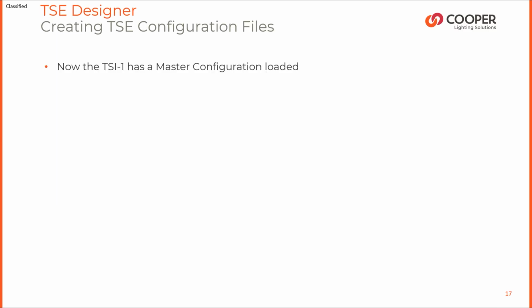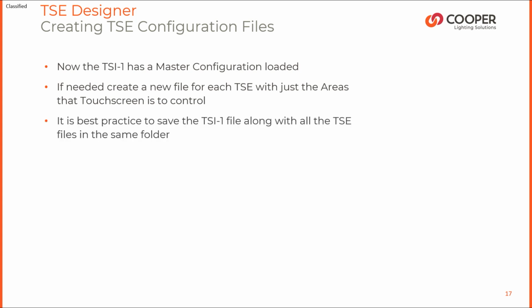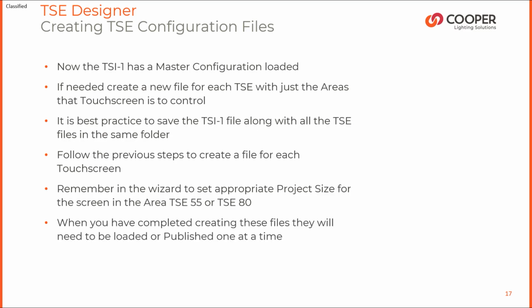Now that the TSI1 has a master configuration loaded, if needed, create a new file for each TSE with just the areas that touchscreen is to control. It's a best practice to save the TSI1 file along with all the TSE files in the same folder. Follow the previous steps to create a file for each touchscreen that is needed. Remember in the wizard to set the appropriate project size for the screen in the area, whether it's a TSE 55 or a TSE 80. When you have completed creating these files, they will need to be loaded or published one at a time.